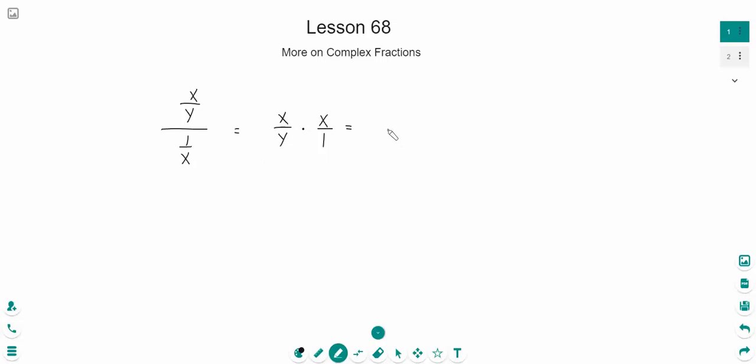So in the numerator, we have x times x, which is going to be x squared. And in the denominator, we have y times 1, which is, of course, y. And that is our solution for that particular problem. All right? So that is just a very quick review of what we have already learned with complex fractions. But today we're going to take this a step further.